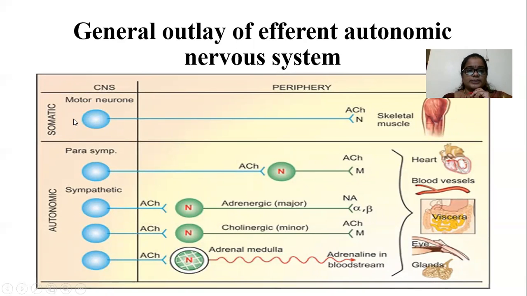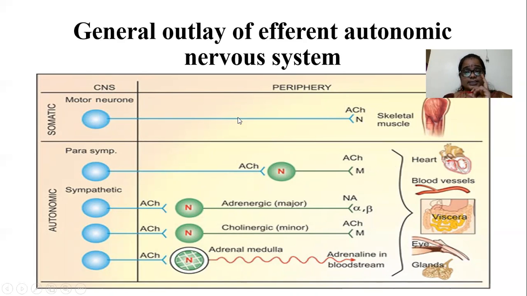In the somatic nervous system, the somatic neurons directly release a neurotransmitter, that is acetylcholine. ACh means acetylcholine, and that acetylcholine binds with what kind of receptors? Nicotinic receptors. Note down the name of the receptor: nicotinic receptors. These nicotinic receptors are present on the skeletal muscles. Somatic motor neurons directly release acetylcholine. There is no autonomic ganglion here.